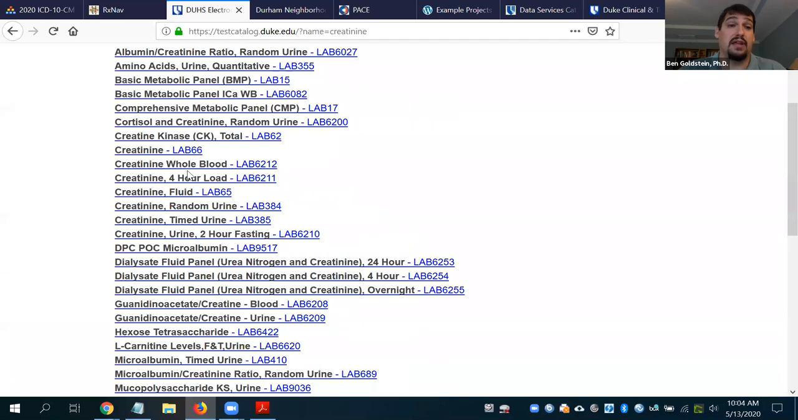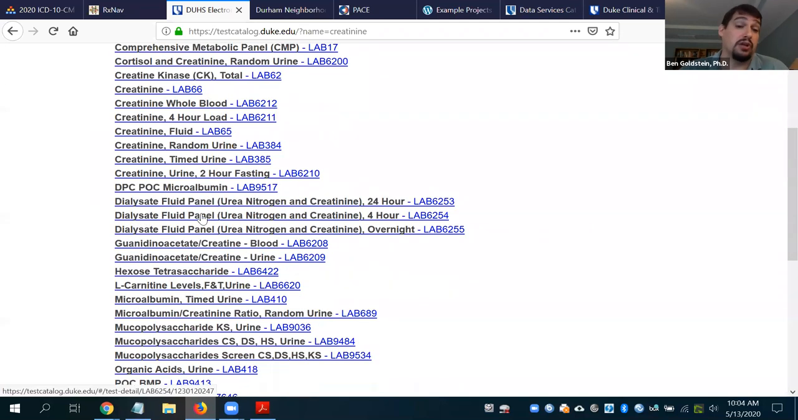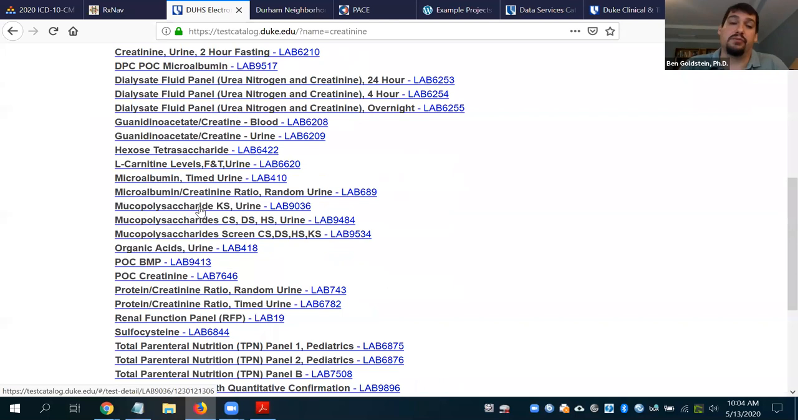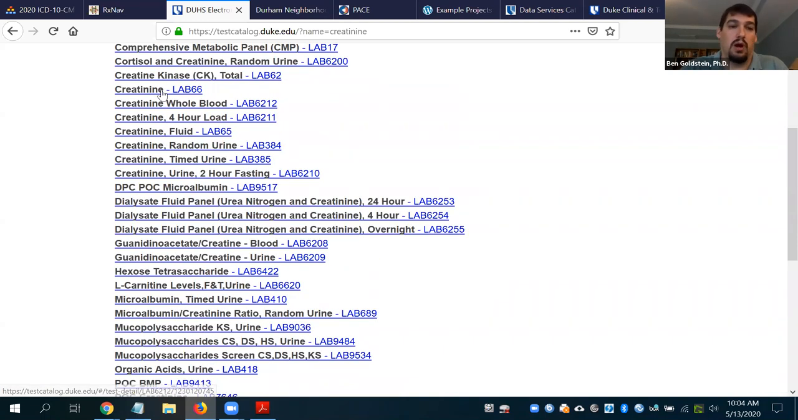The problem is that if you're not a clinician, and I'm not a clinician, I can't tell you the difference between all of these creatinine lab tests, and you may end up looking at the wrong one. So this is really where I start emphasizing the importance of having good team science, so that you're working hand in hand with somebody who has a deeper understanding and maybe knows the difference between a creatinine and a creatinine whole blood and a creatinine four-hour load.